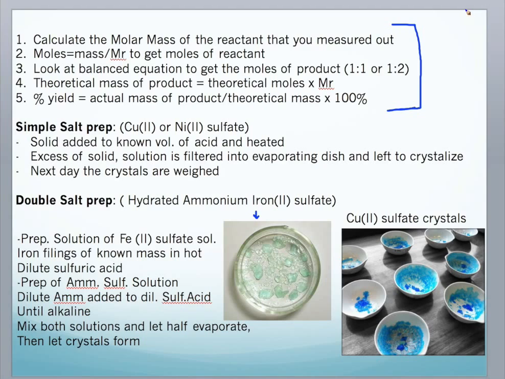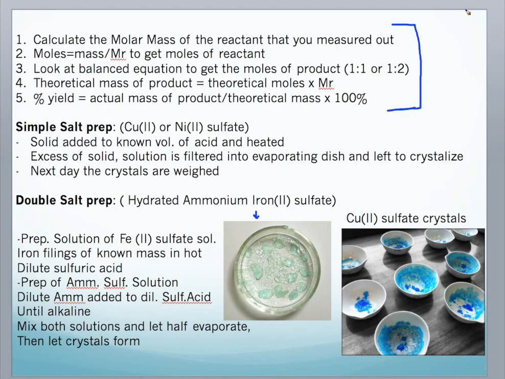Then you'll calculate the moles. So to get the moles, you divide the mass by the molar mass, and you'll get the moles of the reactant. Then again, you look at the balanced equation to see what the moles of the product are, like we did in the previous example. So they can be either 1 to 1, meaning that you have the same number of moles of product and reactant, or it could be 1 to 2. So you just have to look at the balanced equation.